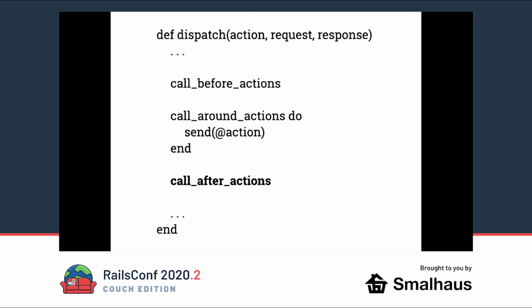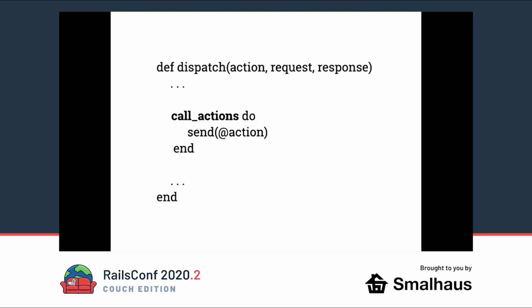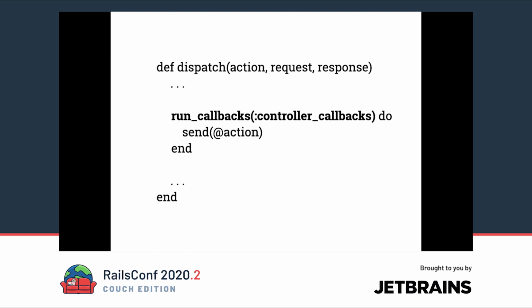If we wanted to clean up the logic here, we could extract the callback handling to one method and have an all-encompassing callbacks method like this, where it calls the before actions, around actions, yields, and then the after actions. And we'd call that method in our controller instance like this. This is exactly what the run callbacks method does, provided by ActiveSupport callbacks. This would run our callbacks.